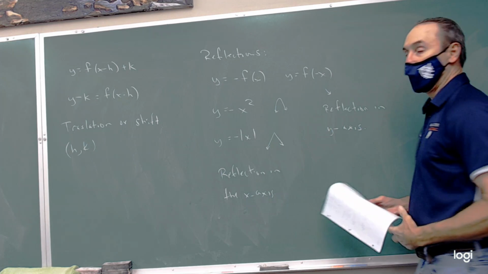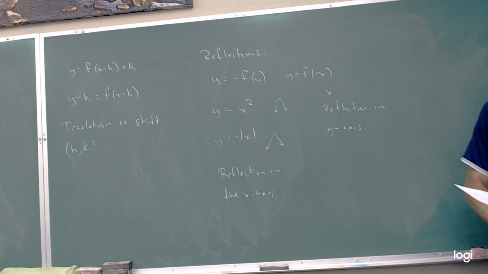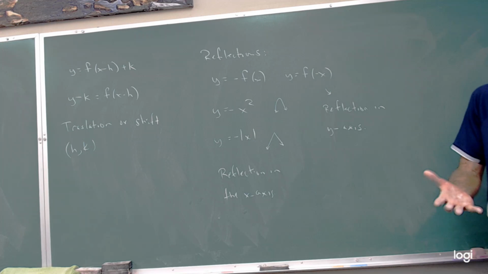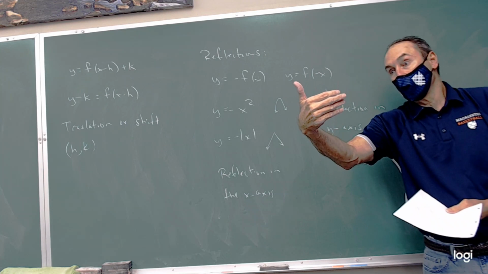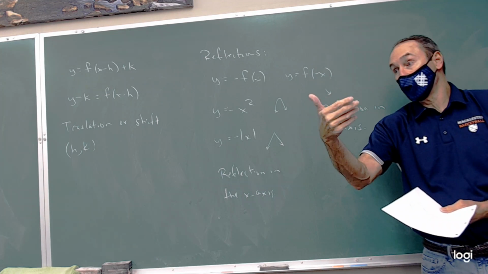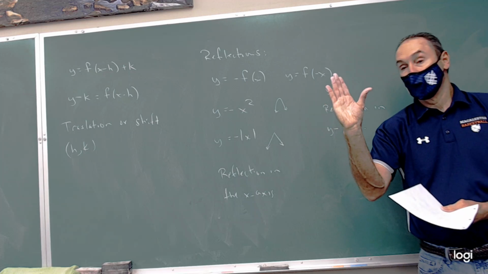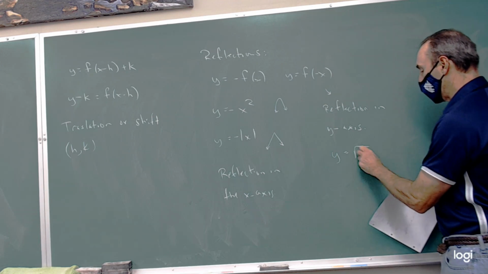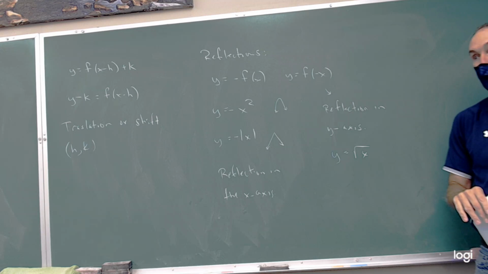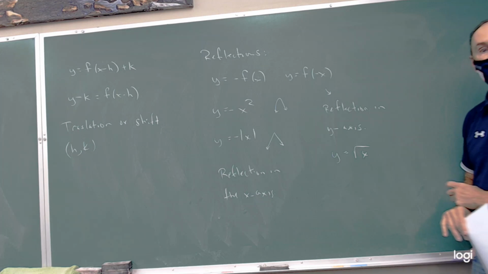So x squared and absolute value of x aren't very good examples of that because they're symmetric in the y-axis. So if you take a parabola and you reflect it in the y-axis, it hasn't changed. It's exactly the same. Same thing with an absolute value. So I think a better example is one like the square root of x. Remember, this is our top half of a sideways parabola.